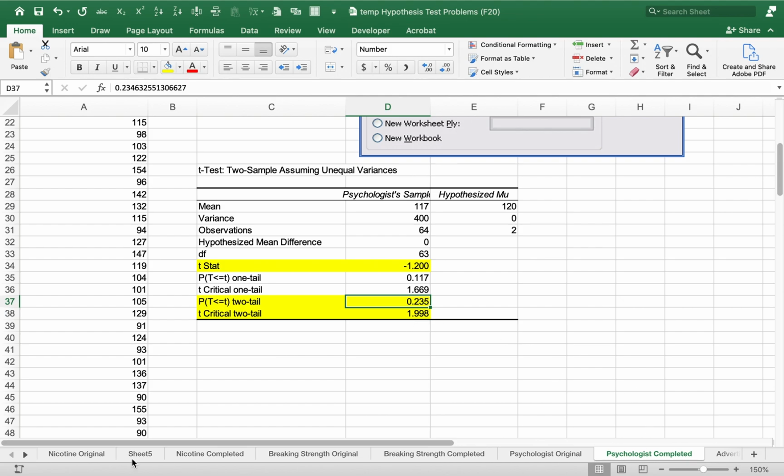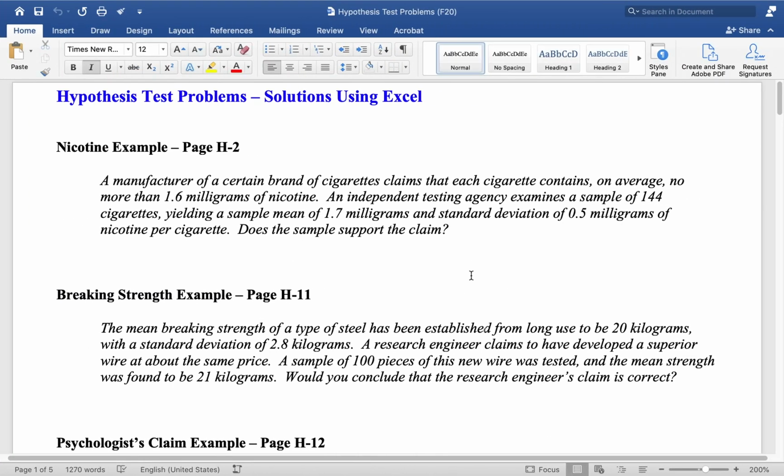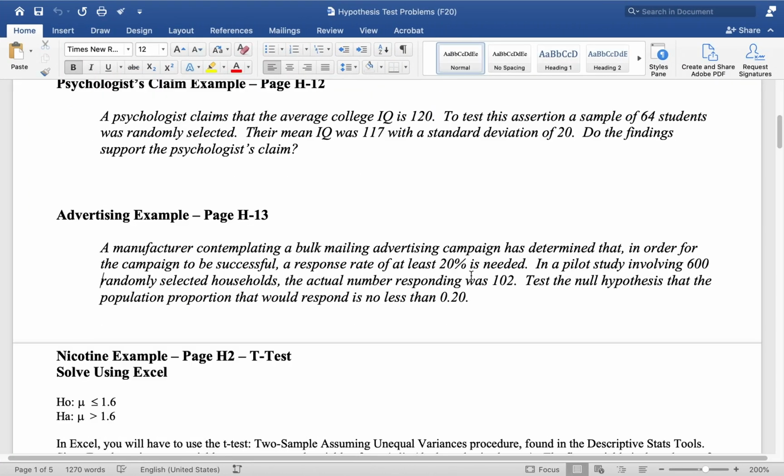All right, last problem I want to show you here is the advertising problem. And so this is dealing with proportions. And so in this particular case, let's take a look at the problem. The advertising example.